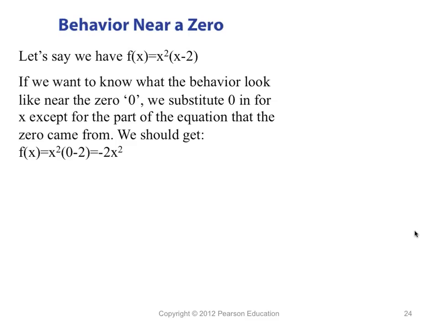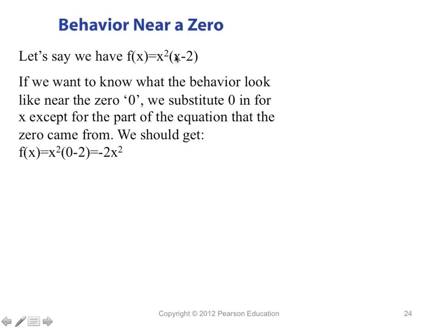We're also going to talk about behavior near a zero, okay? This is not as important in identifying graphs, but you may be asked to find this as one of the small pieces that help you get your final graph. So let's say that we have f of x equals x squared times x minus 2. And what we want to know is what the behavior of our graph looks like near the 0, 0, okay? In order to do that, we substitute 0 in for x, except for the part of the equation that 0 came from. So if we're using the 0, 0, that means that we're looking at this part right here. That's where 0 came from.